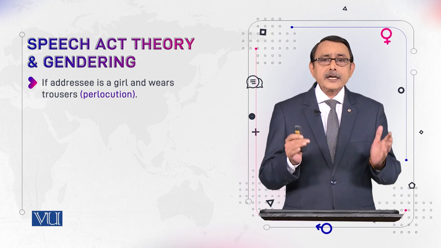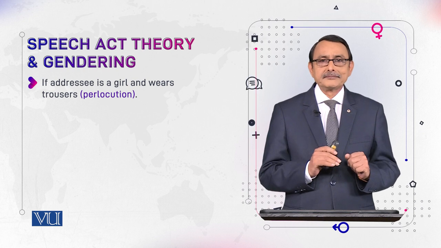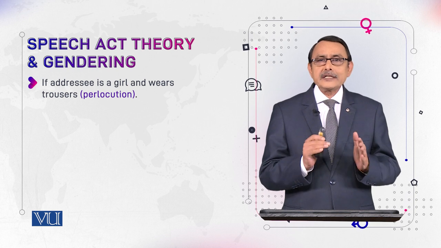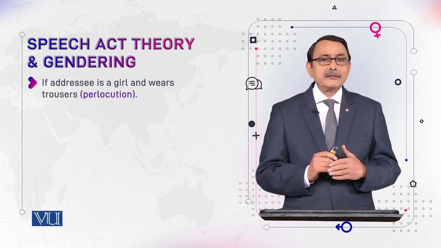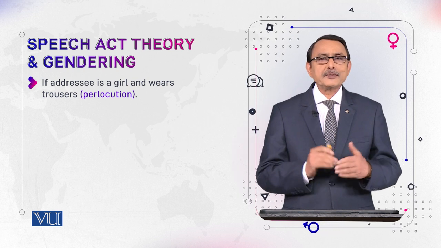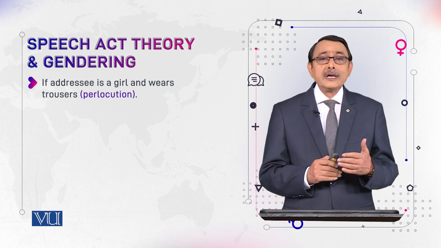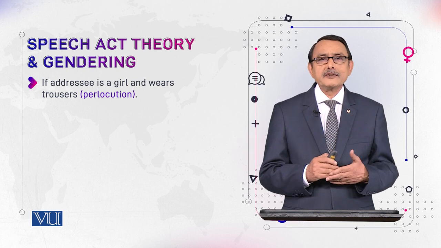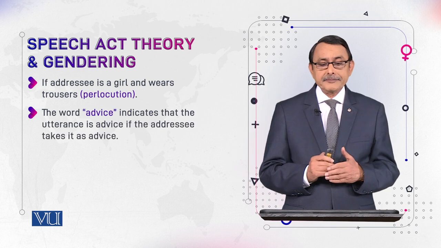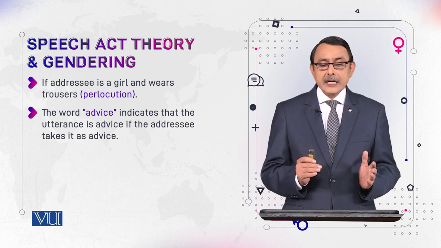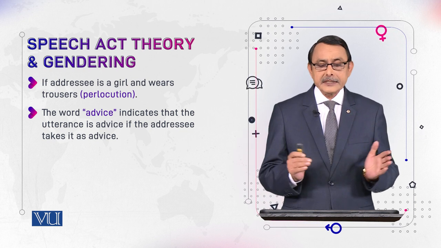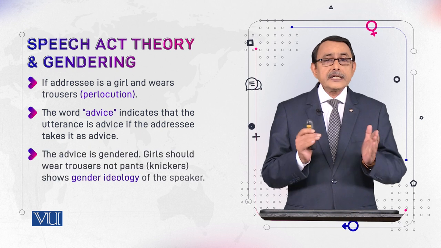But our task won't finish here. With reference to language and gender, why was this advice given to the girl? It would tell us the gender ideology of the speaker. This is how perlocution helps us to know the relationship between language and gender. The word advice indicates that the utterance is advice and the addressee takes this advice, then she wears it. The advice is gendered.